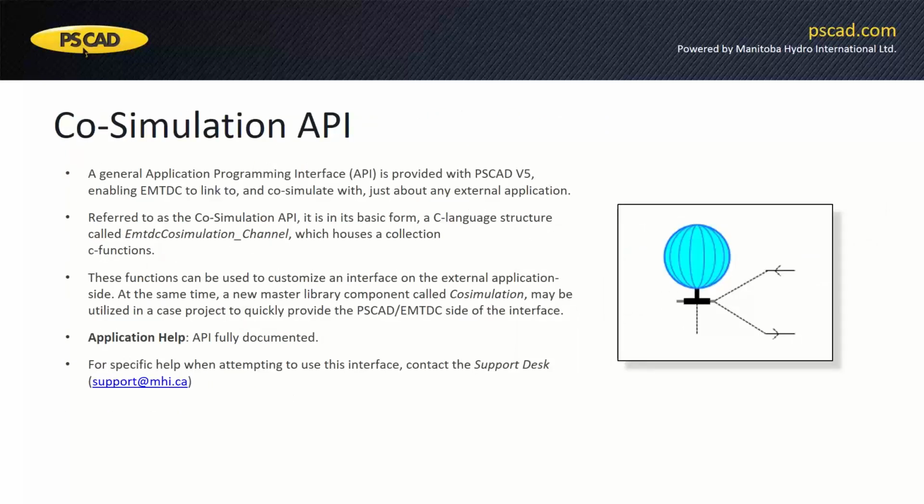We've added a co-simulation API. This is a C language structure which houses a collection of functions which the user can program on the external side to provide runtime data to PSCAD. And we have a component in the master library called the co-simulation component, which can accept that input data and send data back out to the external program.